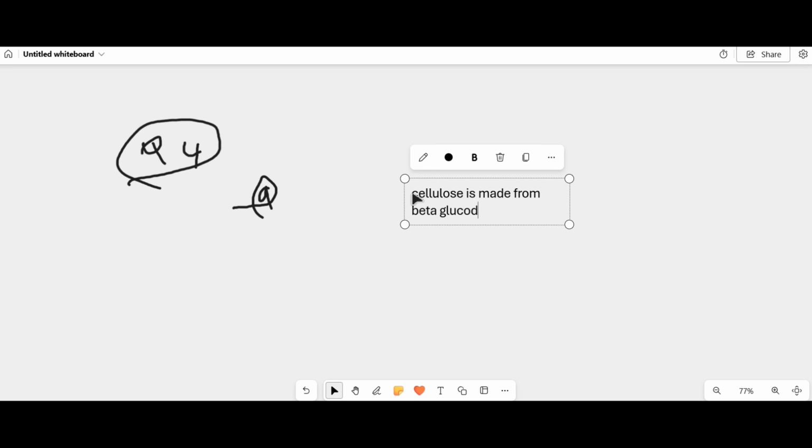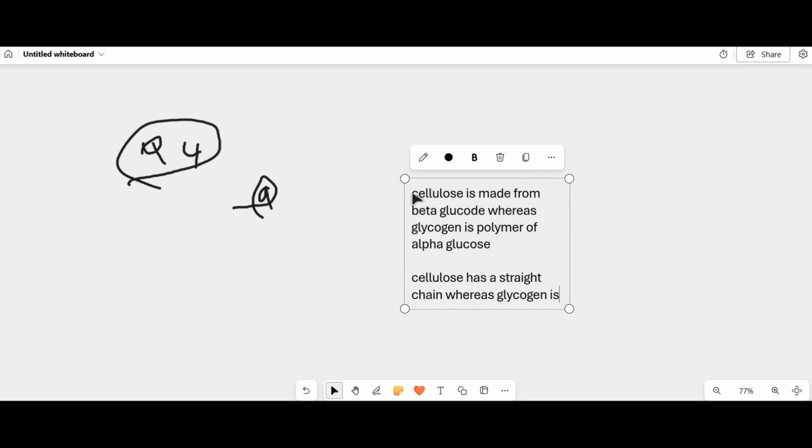Cellulose is a polymer of beta glucose, whereas glycogen is a polymer of alpha glucose. Obviously cellulose has a straight chain. Anything with beta glucose here has a straight chain. So cellulose has a straight chain, whereas glycogen is branched. Obviously you can talk more, but that's enough.